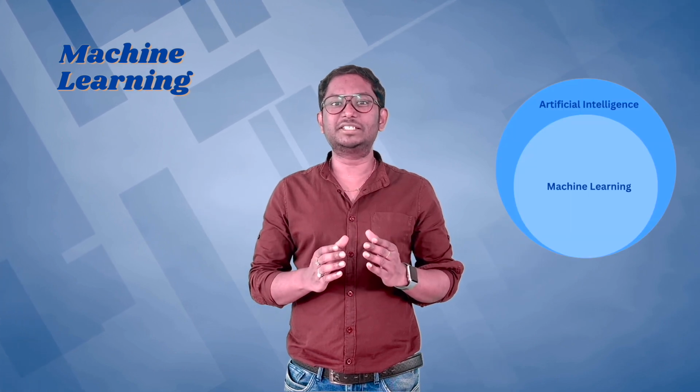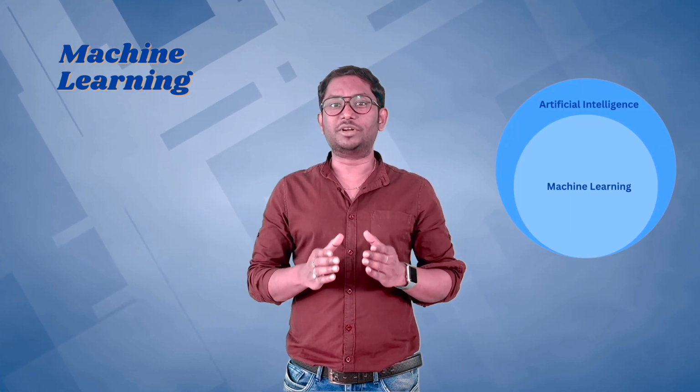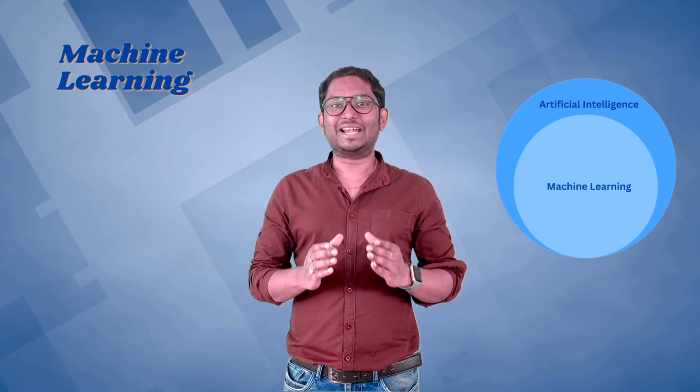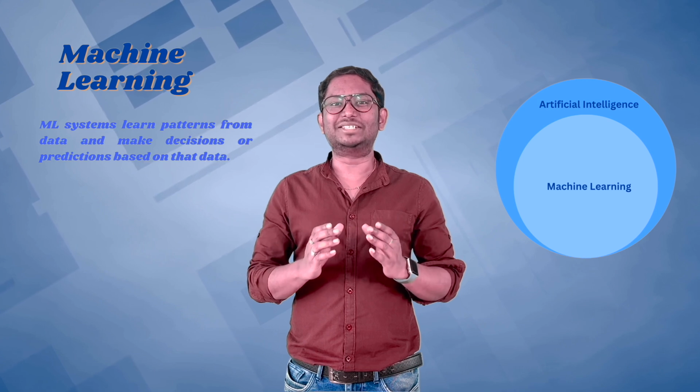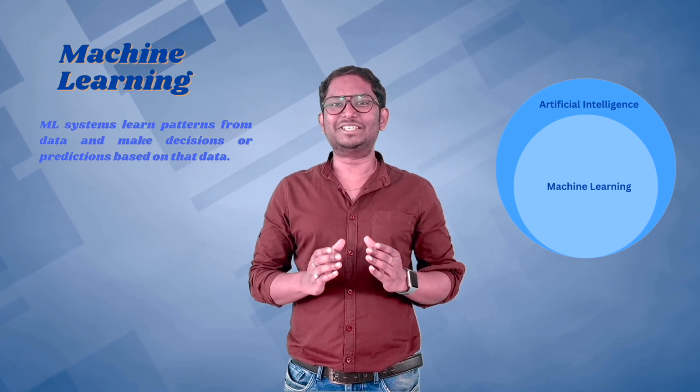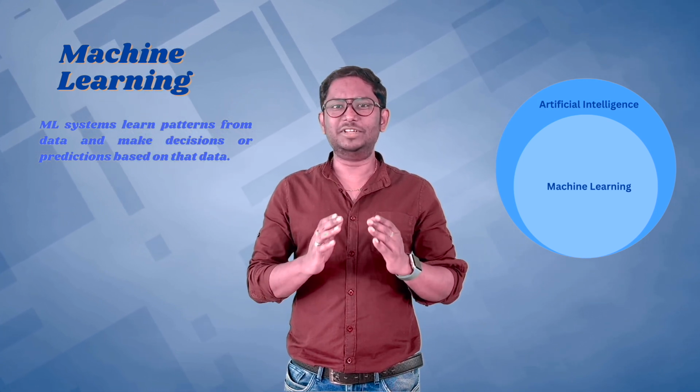Next, let's zoom in on machine learning. Machine learning or ML is a subset of artificial intelligence. Machine learning focuses on creating algorithms that allow computers to learn from data and make decisions without being explicitly programmed for every single task. Take for instance Gmail spam filter.